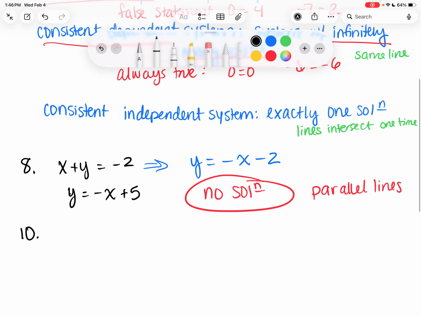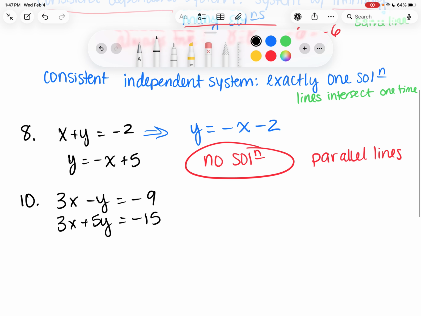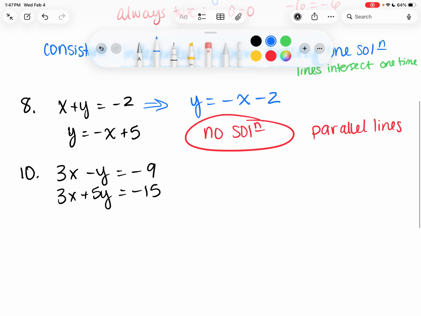Number 10. 3x minus y equals negative 9, and 3x plus 5y equals negative 15. So all I care about with these ones, I don't care what the solution is. All I care about is how many it has, either none, one, or infinitely many. So I'm going to do this one by getting y by itself and looking at just the equations of the lines. Now we'll do other methods with other ones in a little bit, but we're just going to do these with these.